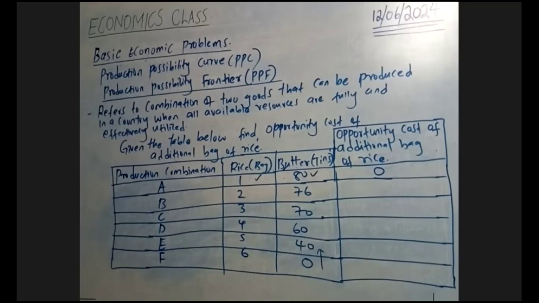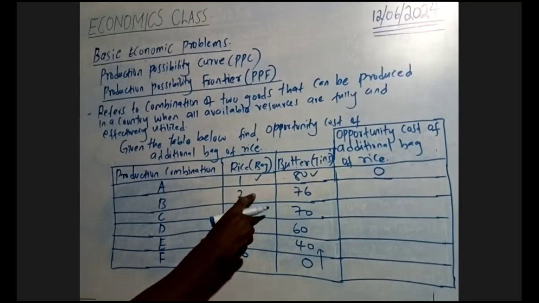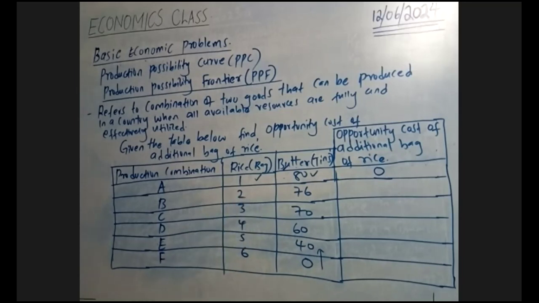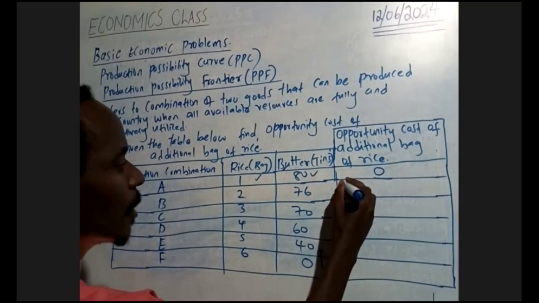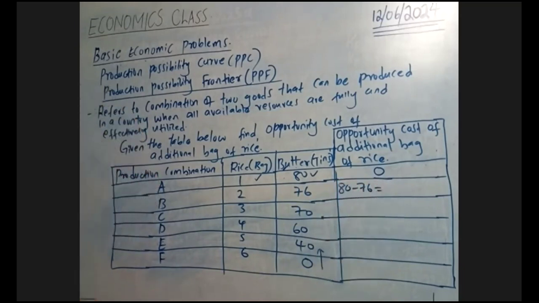Now let us add. So when we add another extra so that we have two bags, then there is an item we shall end up giving. How much? 80 minus 76 will be the opportunity cost of additional bag. How much? 4. So for combination B, when you produce 2 bags of rice, the opportunity cost is 4. So we shall end up losing 4 of butter.